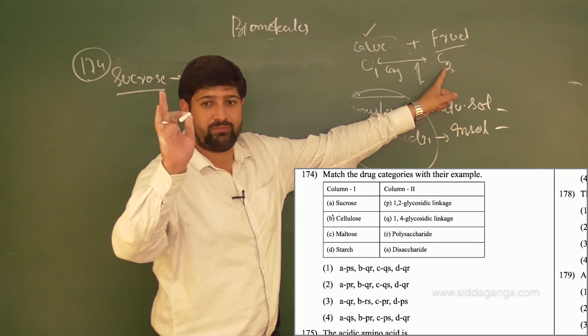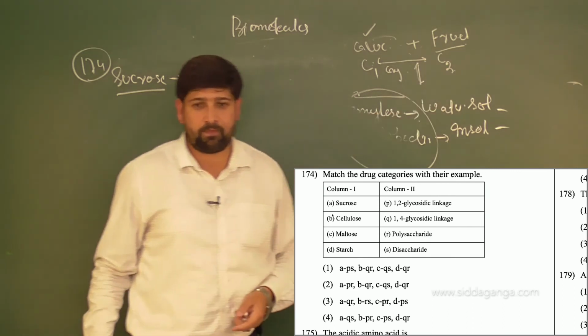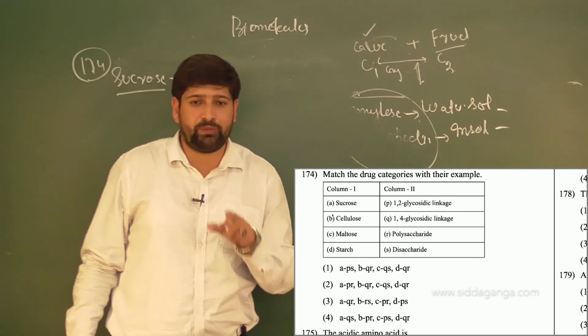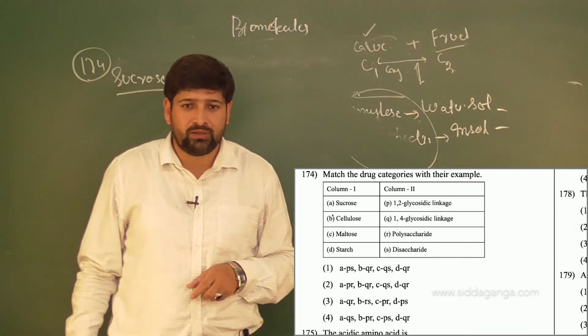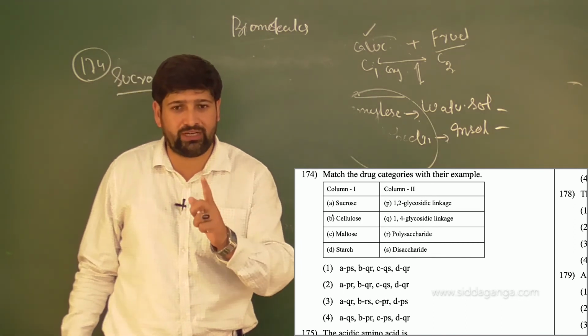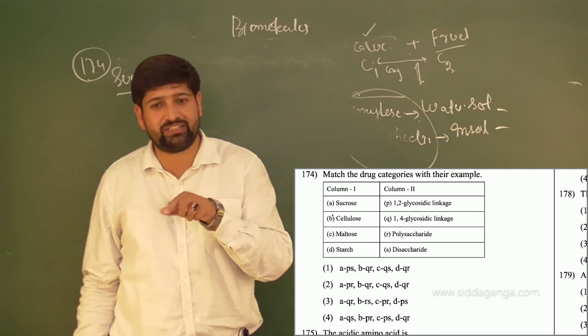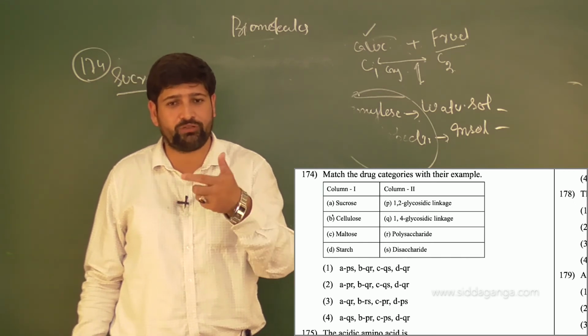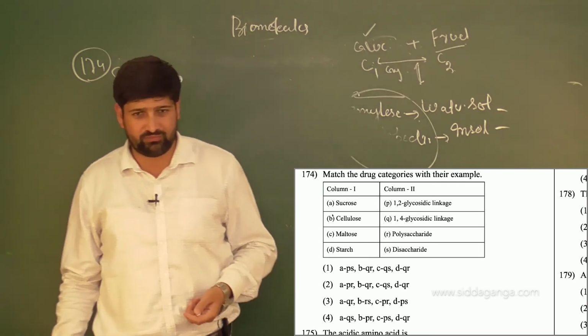So A matches with P. Definitely A matches with P. See the options. There are only 2 options, option 1 and option 2, where A is matched with P. So option 3 and option 4 are eliminated. Those are not correct options.